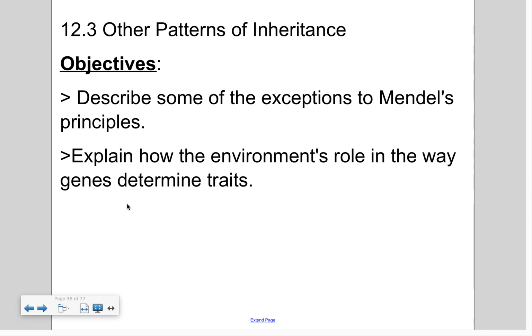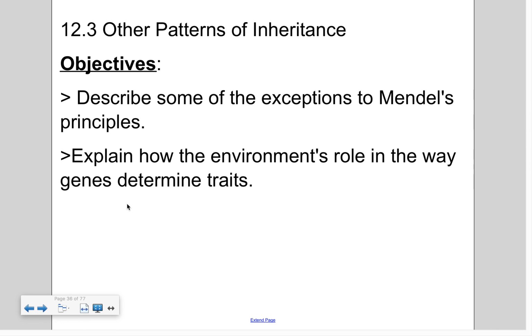But for those that were not here, I'm going to do you a favor and just quickly go through 12.3 and 12.4. You're going to need active notes, and I'm going to put them in the biology folder for you. All right, so 12.3 is called Other Patterns of Inheritance.